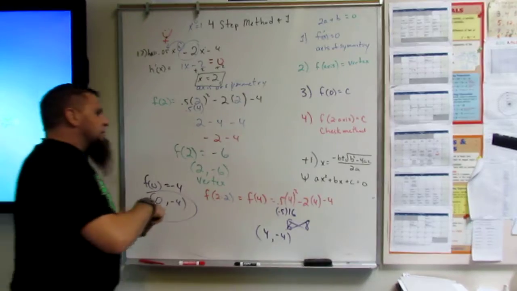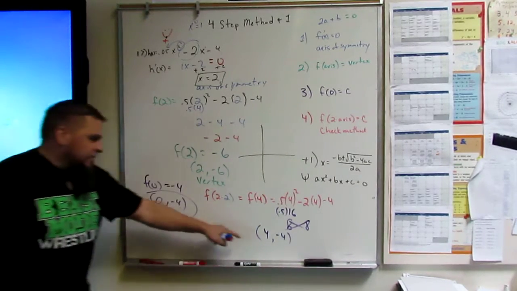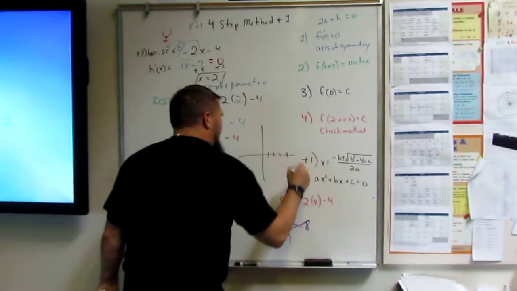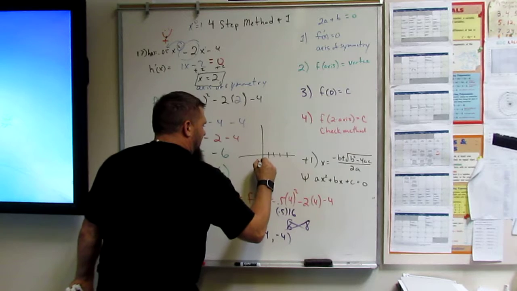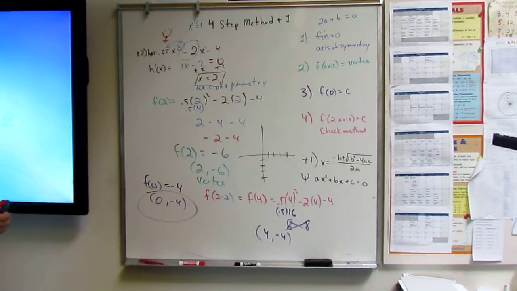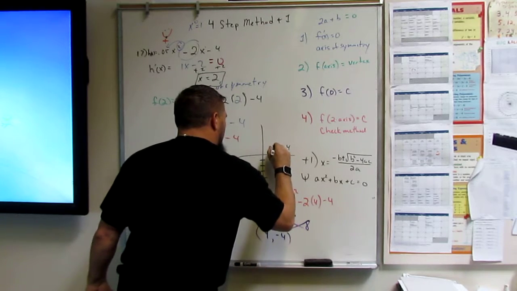And so I go in here to graph. I've got a 0, negative 4. I've got a 4, negative 4. So I need to have 4 here: 1, 2, 3, 4. I have to have a negative 4: 1, 2, 3, 4. So I've got negative 4, I've got 4 and I've got 2. Correct?